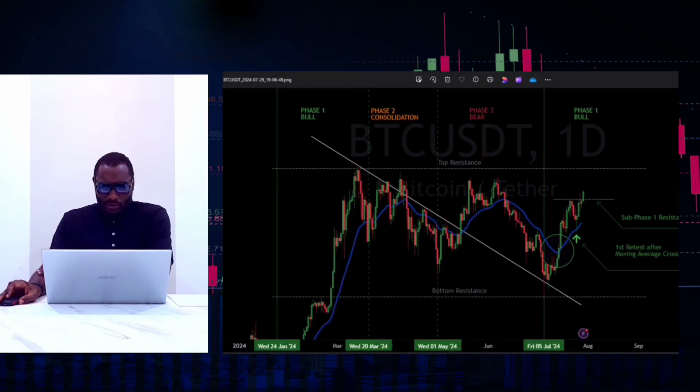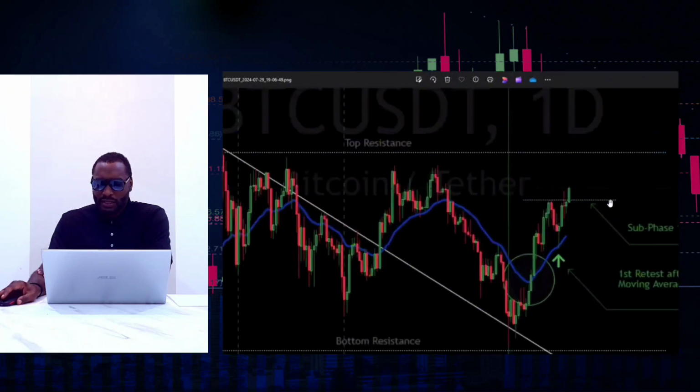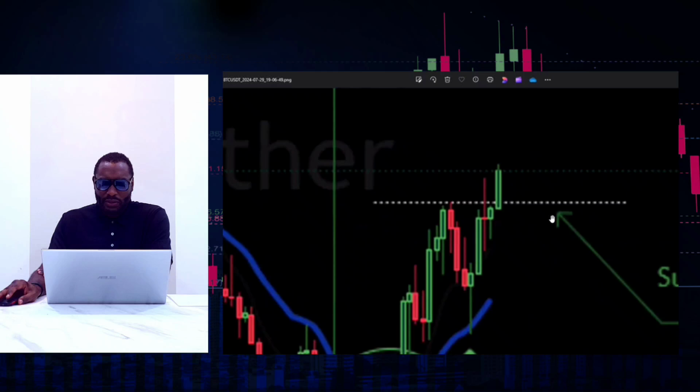So this is the chart we have before us. This is what we were looking at. We were looking at in terms of phases, phase 1, phase 2, phase 3. And then I'm saying we're going into a new phase, especially given that we've already gone through 3 phases and then we broke past this moving average, which is a key part of our trading strategy. So let me zoom in here. So this is what we were looking at yesterday.